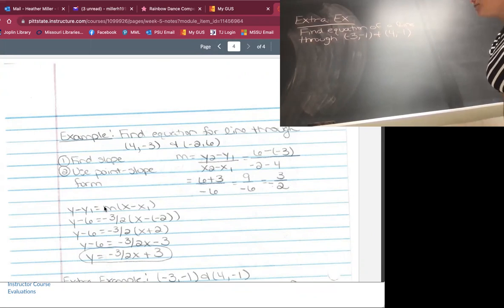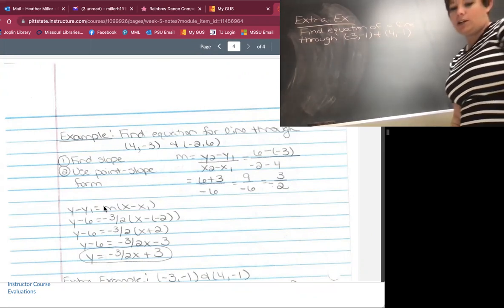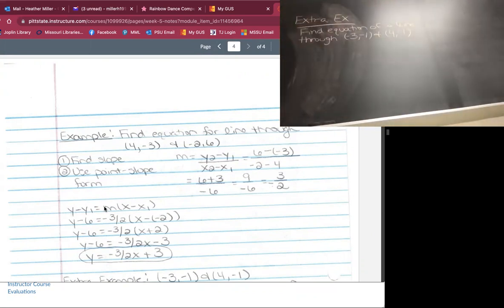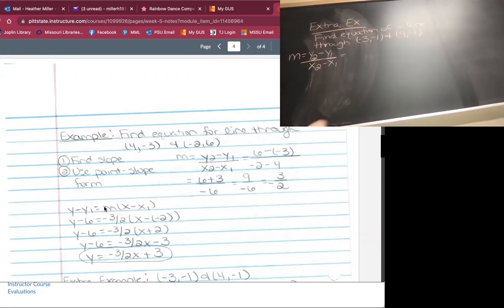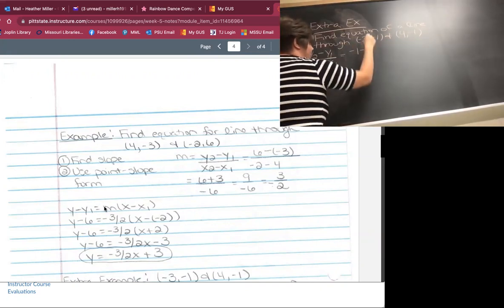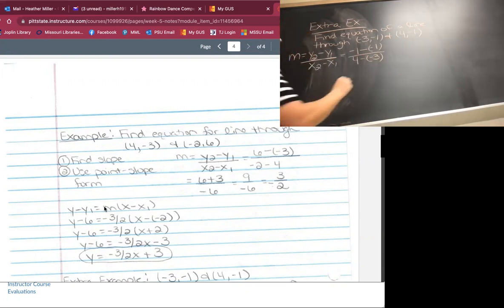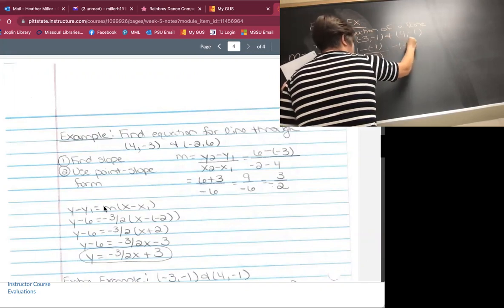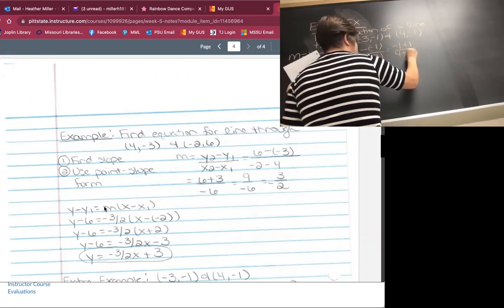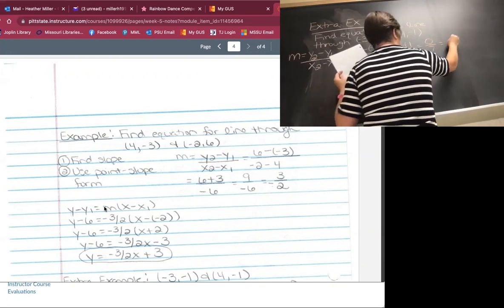We're going to find the equation of a line through the points (-3, -1) and (4, -1). Okay. So the first thing I have to do is find my slope. y2 minus y1 over x2 minus x1. So y2 is -1 minus y1, which is -1, all over x2, which is 4, minus x1. That gives me -1 plus 1 all over 4 plus 3, which gives me 0 over 7, which is 0.